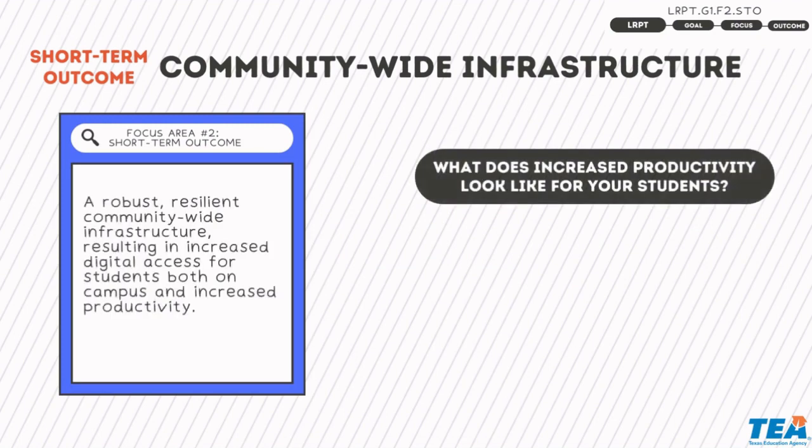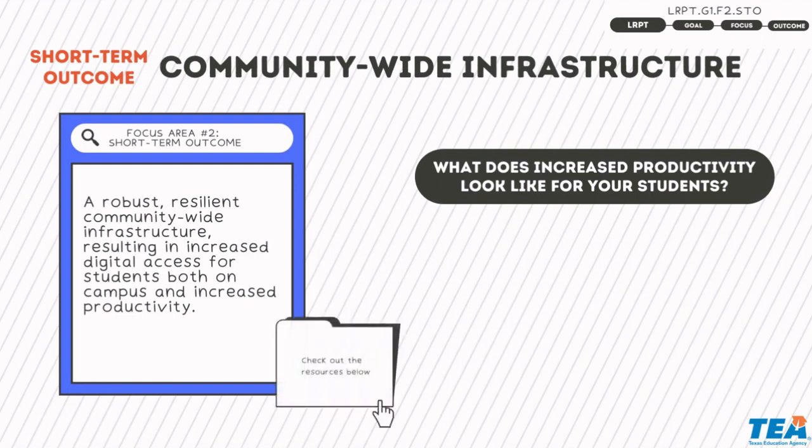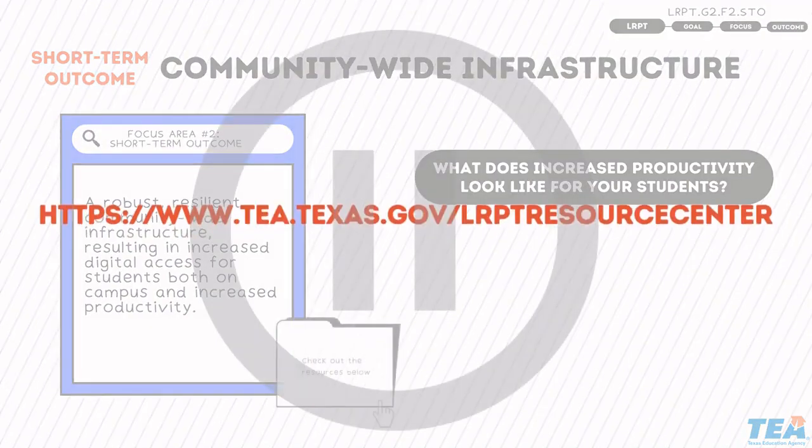Next, define what increased productivity would look like for your students. What about your teachers and staff? Beyond that, what would maintained increased productivity allow to occur? Deeper learning? Higher scores? See below for resources to support this short-term outcome. Pause here to reflect on increased productivity in your district. How can you get there sustainably?